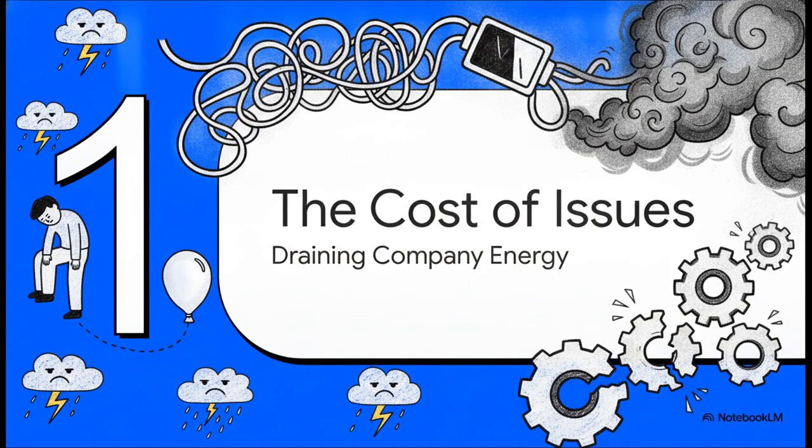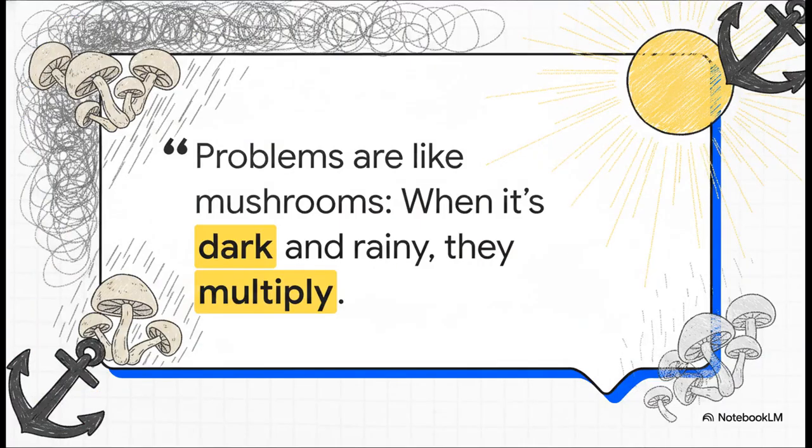Section 1. The cost of unresolved issues, draining your company's energy. To kick things off, the author Gino Wickman hits the nail on the head with a brilliant metaphor. He says, problems are like mushrooms. When it's dark and rainy, they multiply. Under bright light, they diminish. Look, most leadership teams spend endless hours discussing the heck out of everything, but they rarely actually solve anything. These unresolved issues, they act like heavy anchors on your business. Just like that mushroom metaphor teaches us, you've got to bring these problems into the bright light.